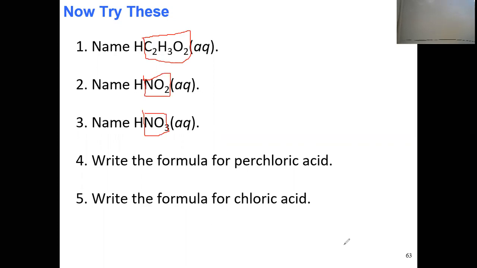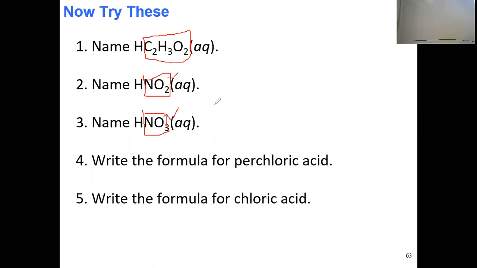Okay, so this first one, this is an acetate ion. So to name it, it ends in ATE. So we want to remove the ATE ending and replace it with an IC ending. So the acetate ion becomes acetic acid. This ion right here, that's a nitrite ion. We're going to remove the ITE ending and replace it with OUS. That becomes nitrous acid.